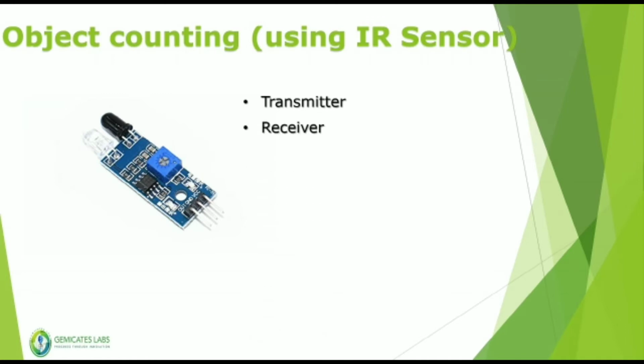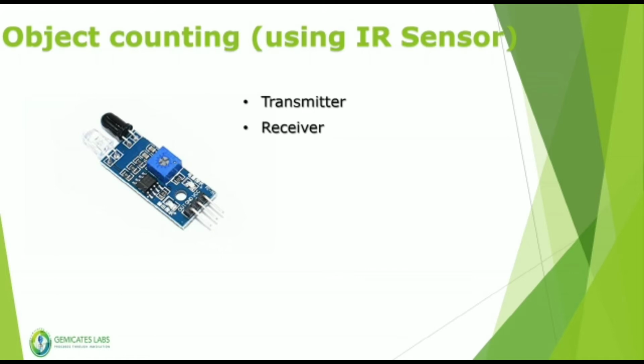IR receiver is capable of detecting infrared radiation emitted from the IR transmitter. The operation of IR sensor is: when IR transmitter sends infrared signal, if there is an object in its surroundings, then the infrared signal reflects back to IR receiver so that it captures the signal, detecting the object.